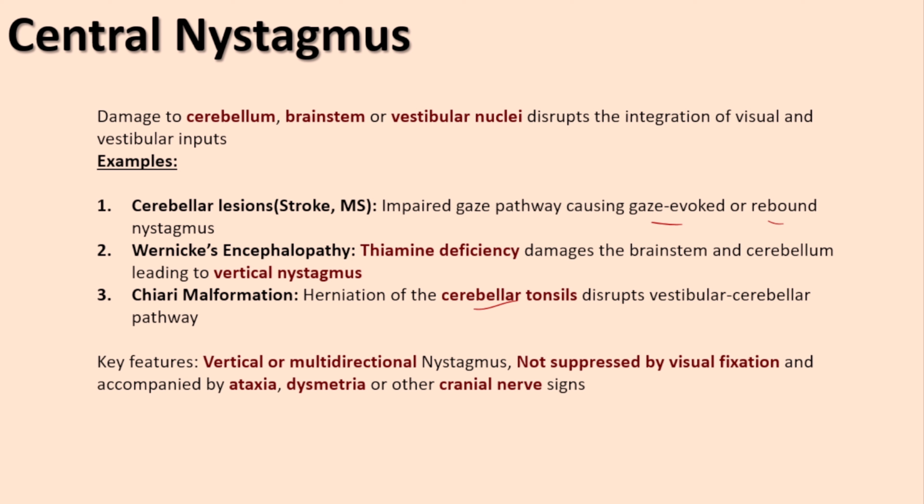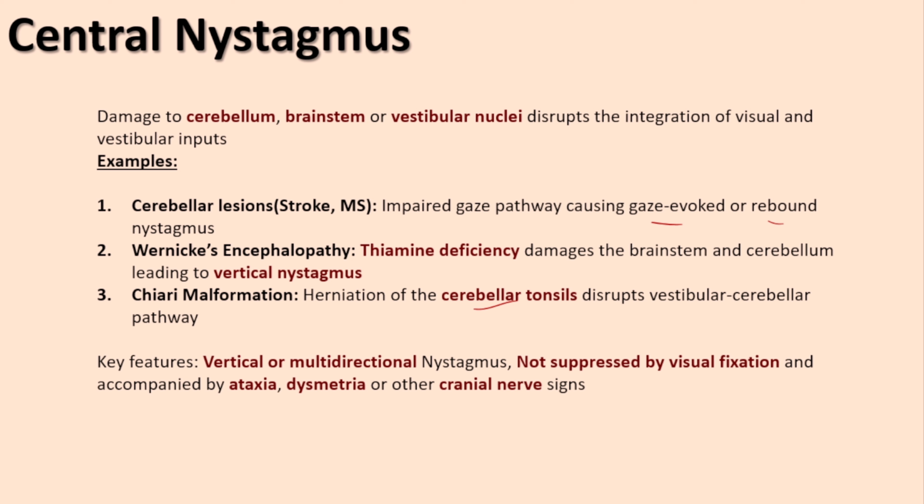So here we have several key features: vertical or multidirectional nystagmus. One of the most important notes for exam is that the nystagmus is not going to be suppressed by the visual fixation, and it is going to be accompanied by ataxia, dysmetria, or cranial nerve signs based on the etiology that is causing the nystagmus. There are several points that you have to know for your exam. First of all, you have to recognize the vertical nystagmus, which is the hallmark of the central nystagmus.